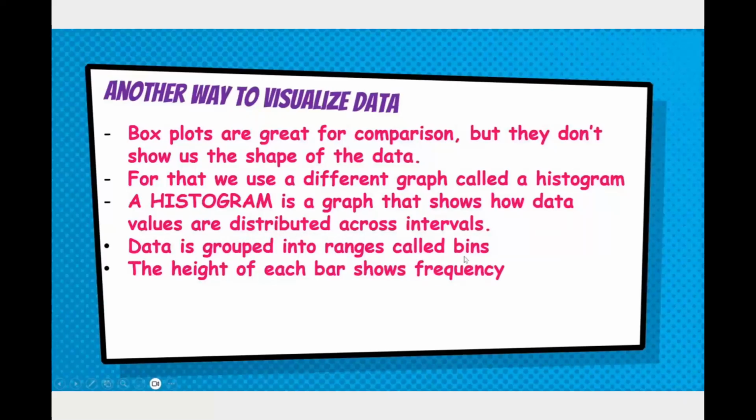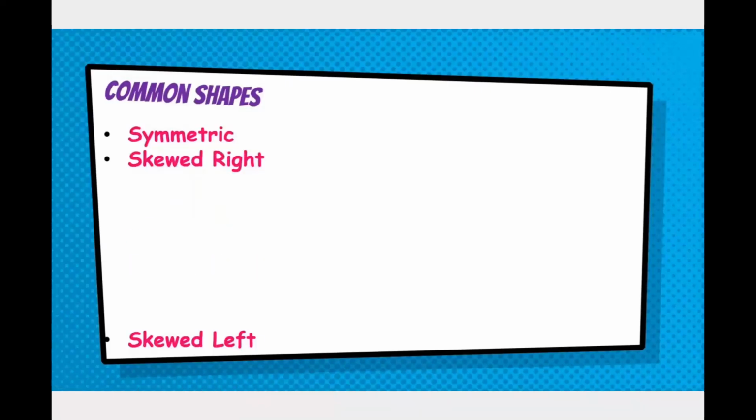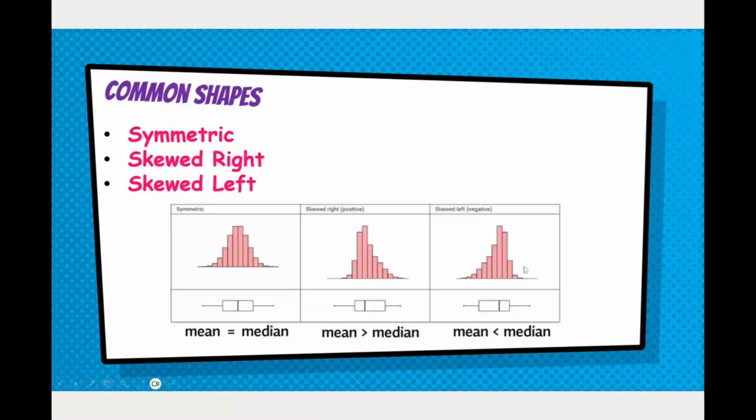And so those bins, the height of each bar shows the frequency, and the bins are a range of data values within that side. So histograms help determine the shape of a distribution. Some common shapes that we can see are symmetric, skewed right and skewed left, and this is what those graphs kind of look like. So symmetric is going to look like this bell shape.